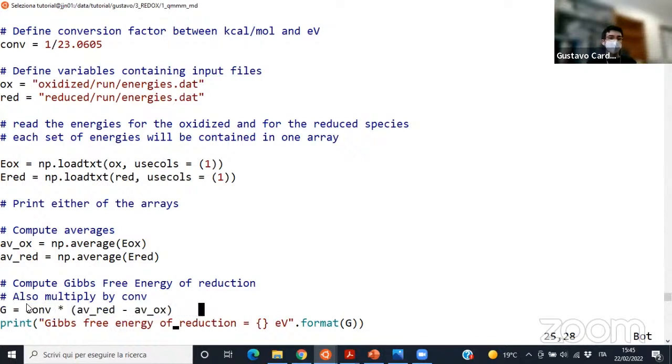Now the thing is, I'm multiplying this difference by this conv, which is a conversion factor, because this is something I didn't tell you before, but Amber gives you as output the energies in terms of kilocalories per mole. So we just transform these from kilocalories per mole to electron volts. Why do we want electron volts in the case of redox potentials? Well, one volt. What is 1 volt?